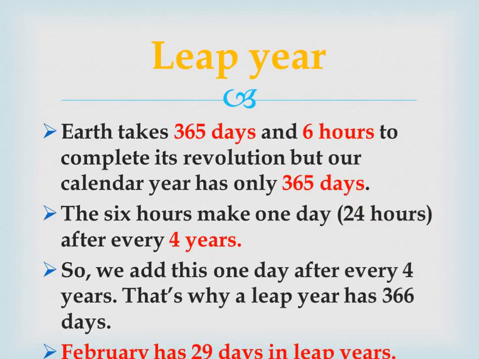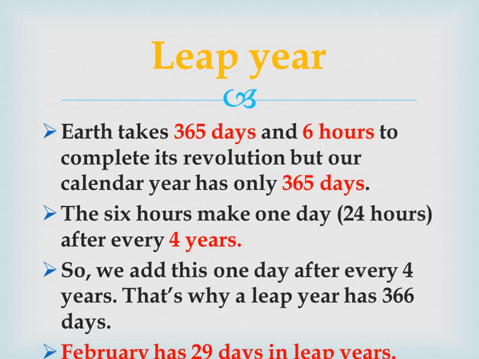Now the leap year. If we talk about the normal or ordinary years on the earth, as we know, the earth takes 365 days and 6 hours to complete one revolution. But in our calendars, we have years of 365 days. Ordinary years we are talking about. We have 365 days in our calendars. So what is the leap year now?